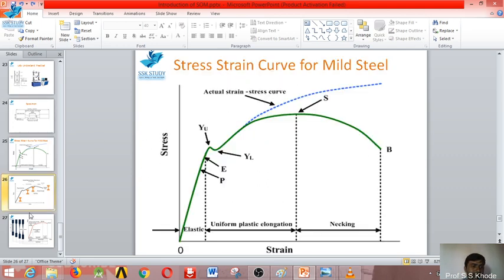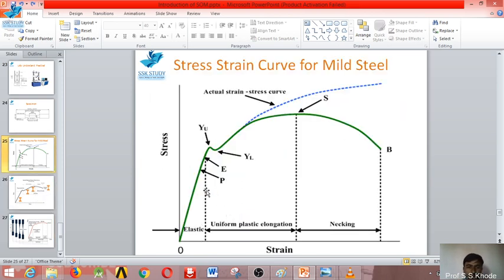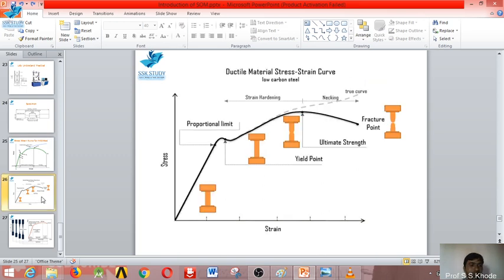So these are the different diagrams for the stress strain curve I have shown over here. Up to point P is called the elastic region, and from point E to point S is the uniform plastic elongation, and from point S to point B is where necking occurs, which we will see in a practical video. So this is one more diagram for the stress strain curve, which indicates the proportional limit, ultimate strength point, and the fracture point.